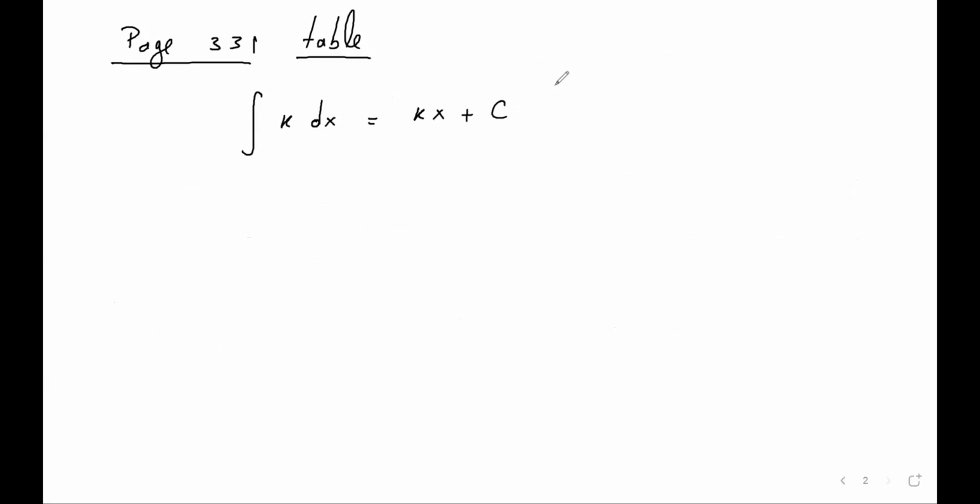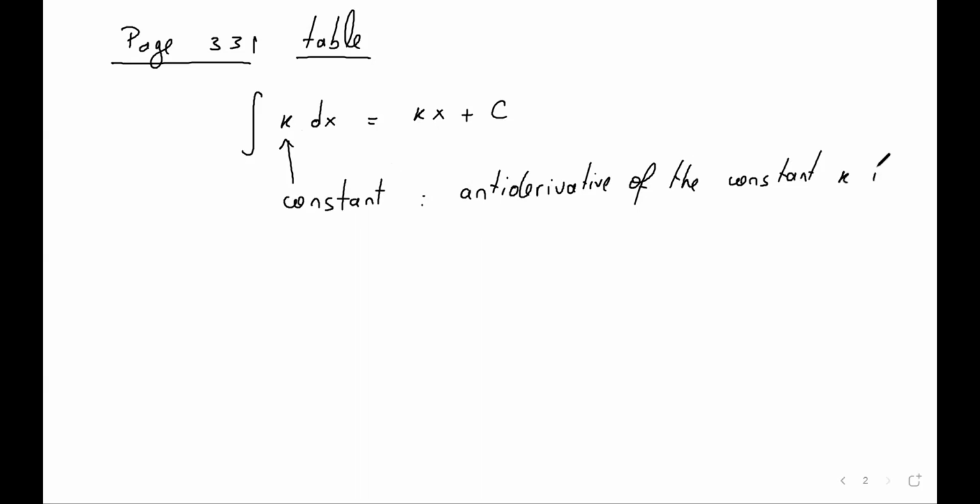So let's see what that says, folks, in plain English. It says if I have a constant called k, the antiderivative of that constant is simply k times x, and then you add a constant c. So the antiderivative of the constant k is kx plus another constant c. You can even forget about that extra constant, because most of the time in calculus 1 you don't need it. So this is one of the formulas that's given in that table.